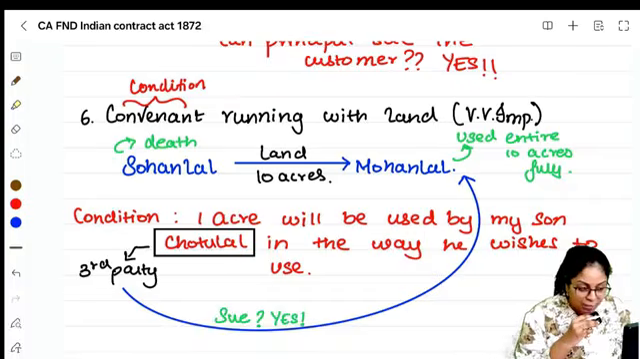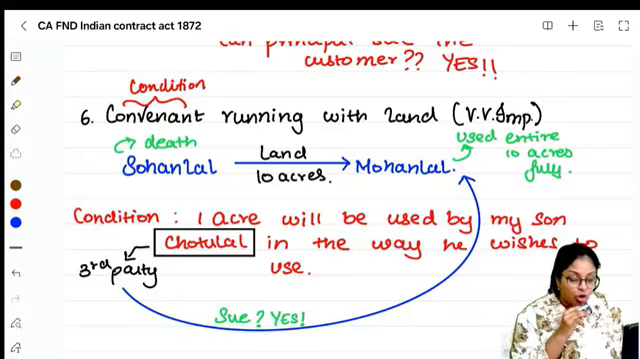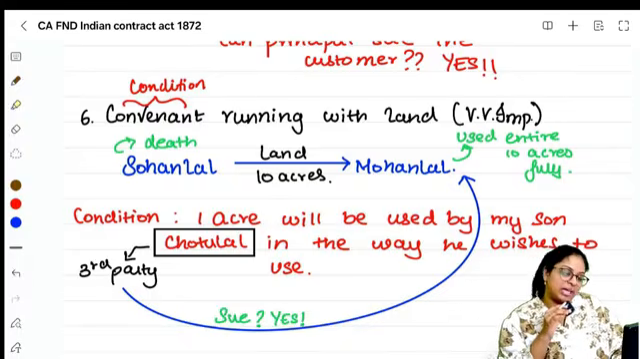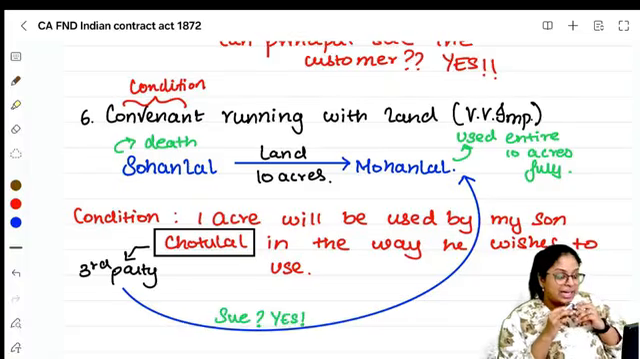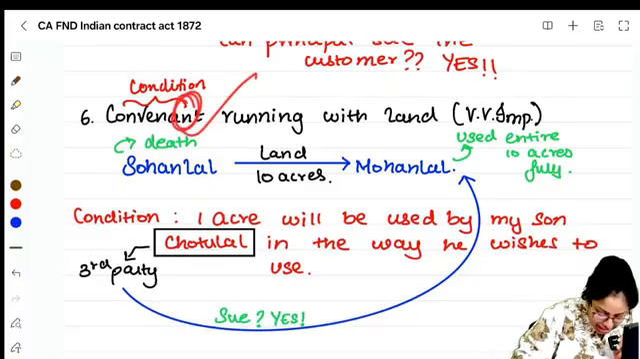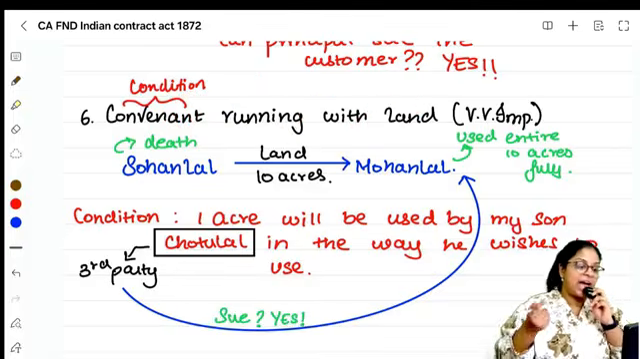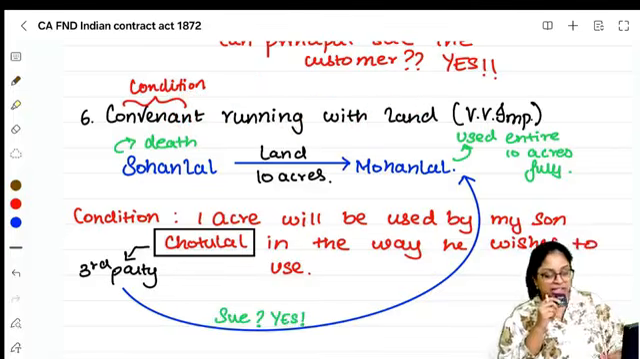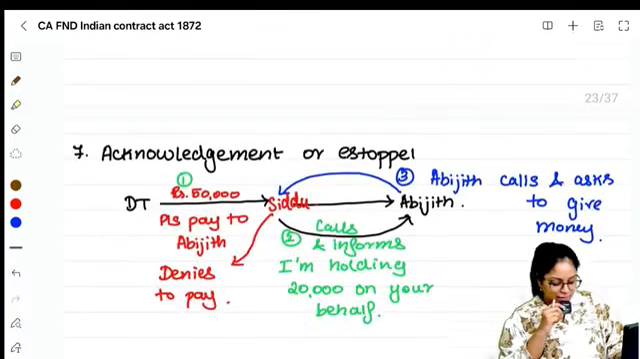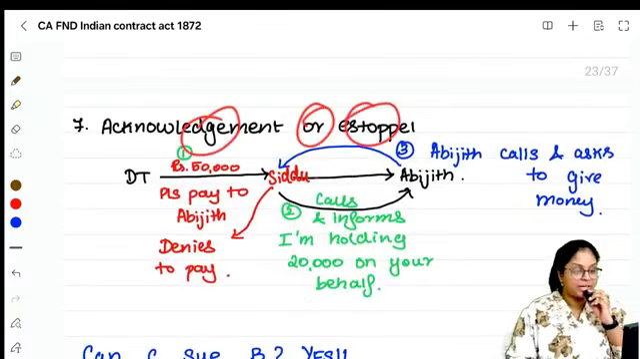Is Chotu Lal a party to the contract? Did the contract happen between Chotu Lal and Mohan Lal? No, the contract happened between Sohan Lal and Mohan Lal. But still Chotu Lal can file a case because he is part of that covenant. He is indirectly a beneficiary of the covenant. There was a covenant running with the land, and as per that, can he file the case? The answer is yes. And the last is acknowledgement or estoppel.